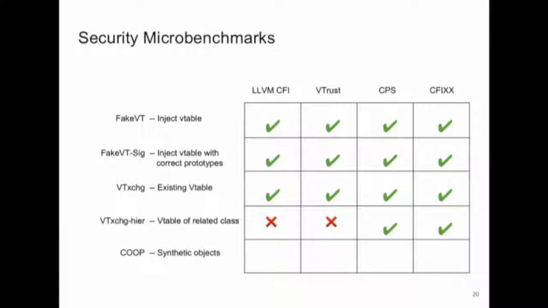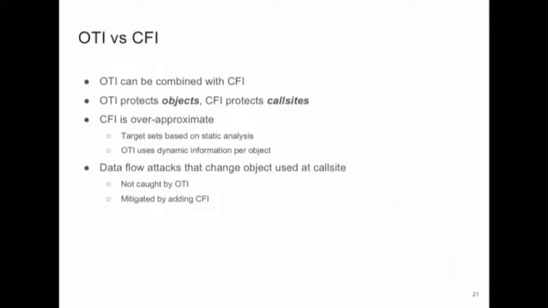Where existing defenses struggle is if you change the virtual table to be that of a related class. They can't detect that because they're statically allowing the entire class hierarchy, so you can get away with violating them. And then when you do COOP-style synthetic objects, CPS is not able to deal with this because it doesn't know what the correct type of the object should have been. Even though they're protecting the virtual table pointer, they don't know what its correct value was, and they aren't tracing it throughout the lifetime of the object, so they aren't able to detect these attacks.